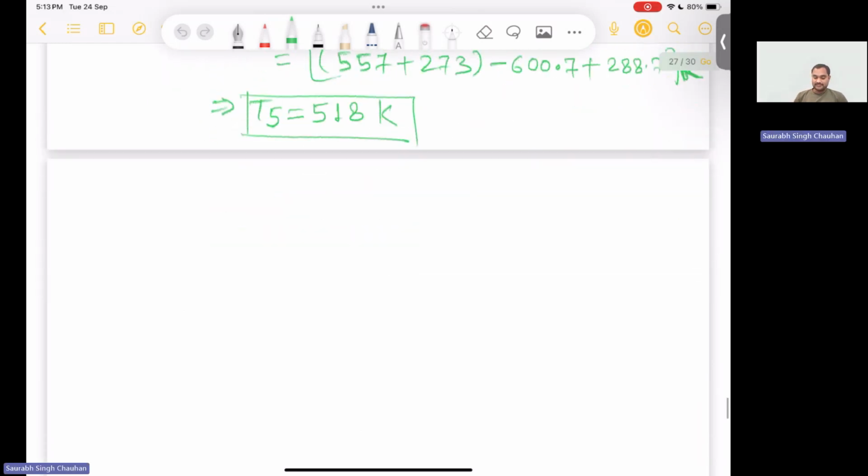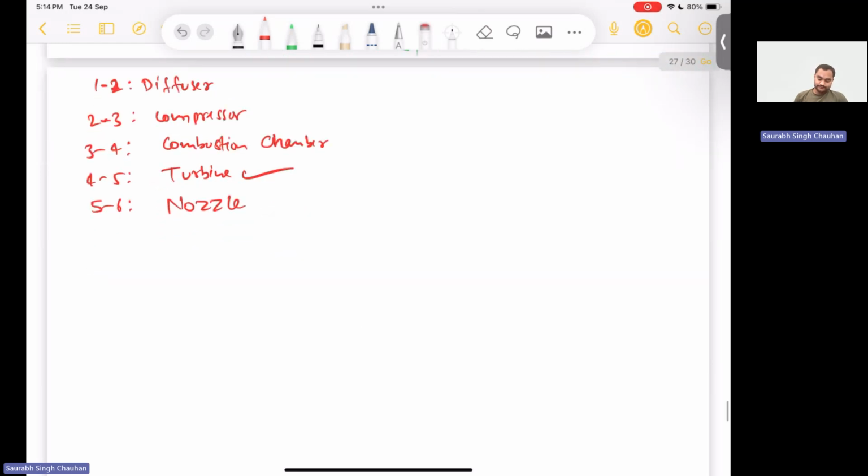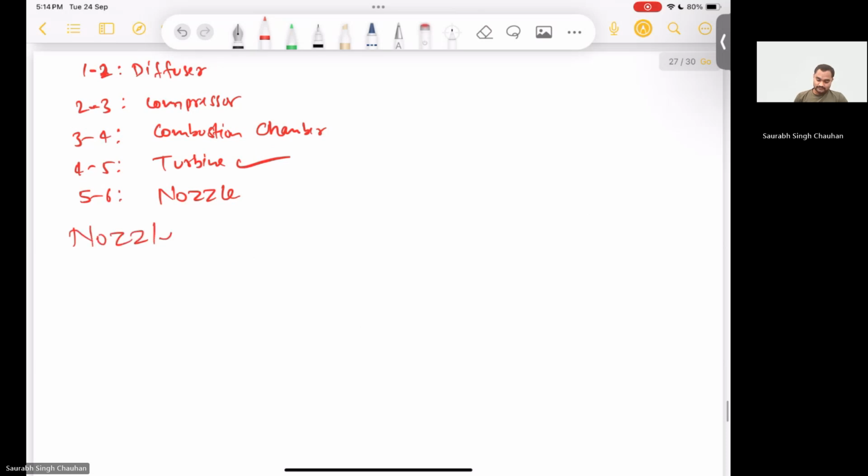Okay, so after the turbine what we have is the nozzle. I will write the whole chronology first. 1 to 2 we had the diffuser. 2 to 3 we had the compressor. 3 to 4 there was the combustion chamber. 4 to 5 there was the turbine, and 5 to 6 we have the nozzle. Okay, so we had done the turbine. Now comes the nozzle. Okay, so for the nozzle also we can use the energy balance. It is neither energy consuming nor energy producing, so we can use the energy balance.